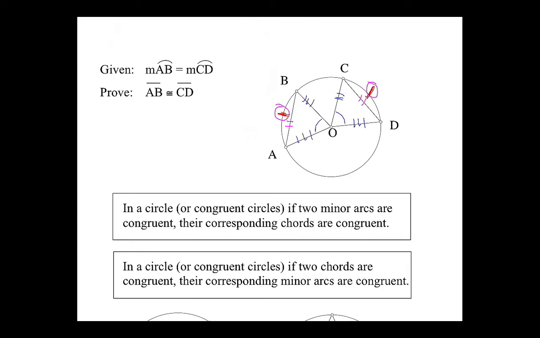And now when I look at those triangles, I have a side, angle, side, matching a side, angle, side, which tells me that triangle BOA is congruent to triangle COD. So that means that segment AB has to be congruent to segment CD because of CPCTC.